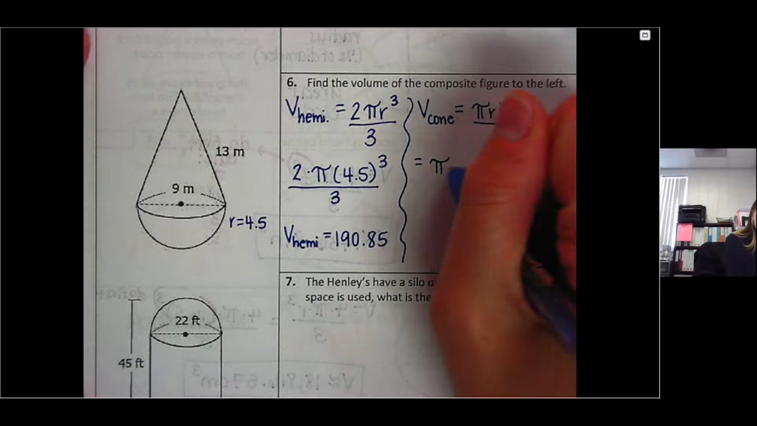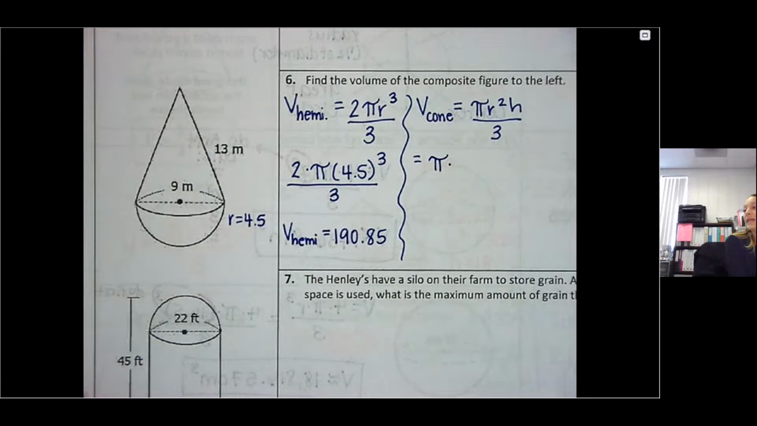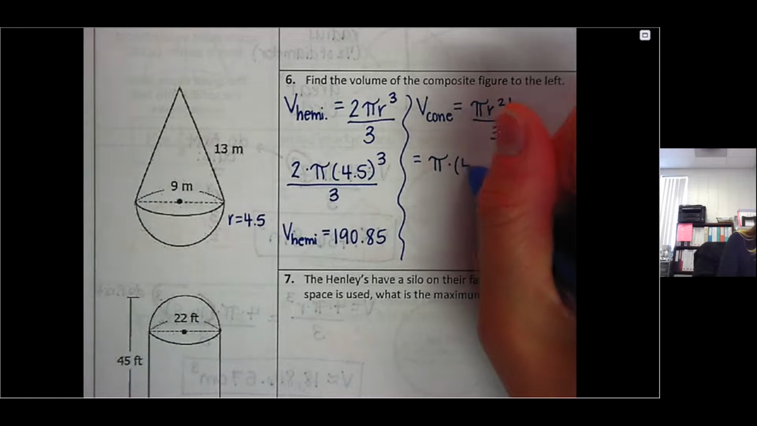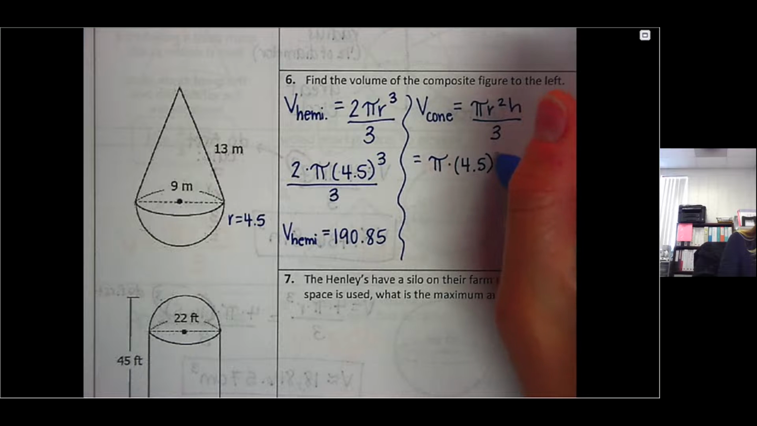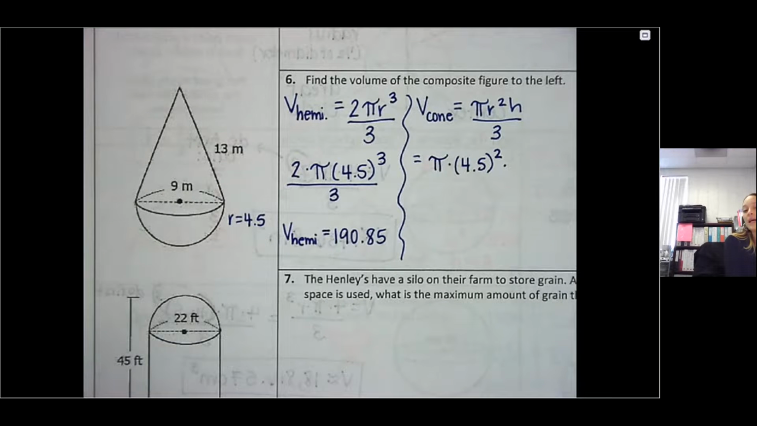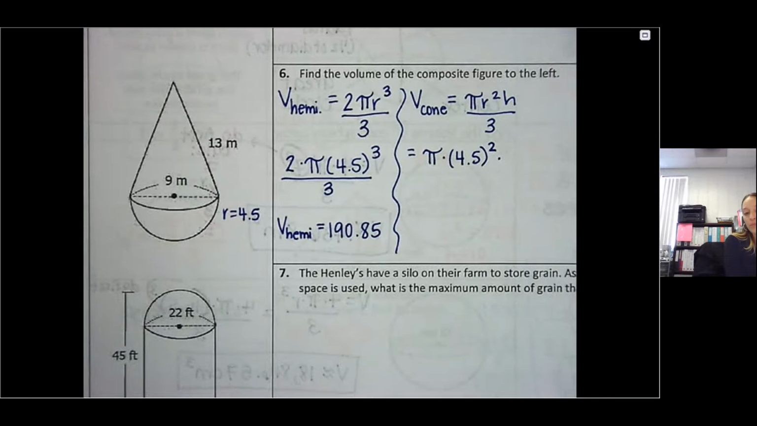So pi times, what's the radius of your cone? 4.5. Times, what's the height of your cone? We don't know. Why not 13? Because it's measuring what? How do I describe that line? Slant. A slanted line, not the actual height, that's up and down.